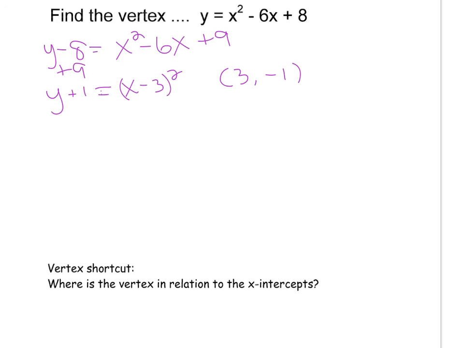Okay? Now, another way to think about this, your vertex shortcut, is if you think about your graph, your vertex in relation to your x-intercepts, your vertex is going to be equidistant between your x-intercepts. So if you can find your x-intercepts and then find the average, or the midpoint between them, you will have the x-coordinate of your vertex. So let me show you.